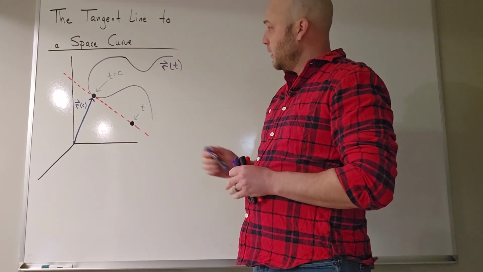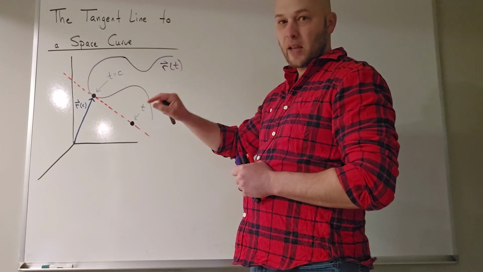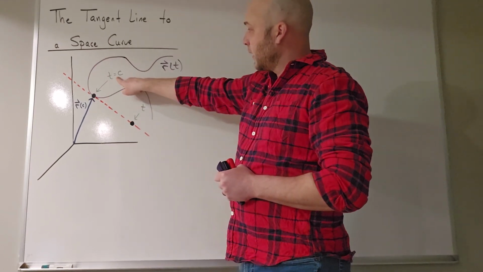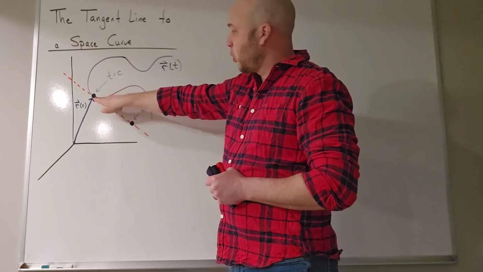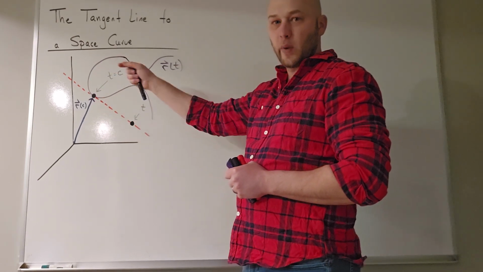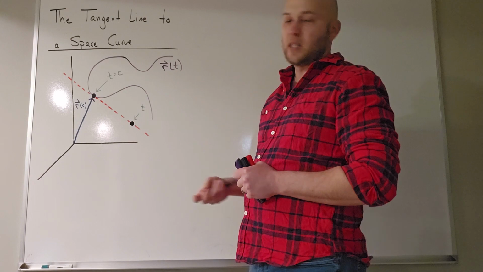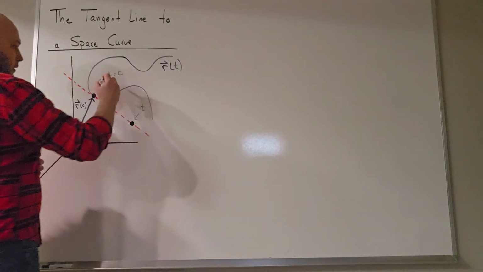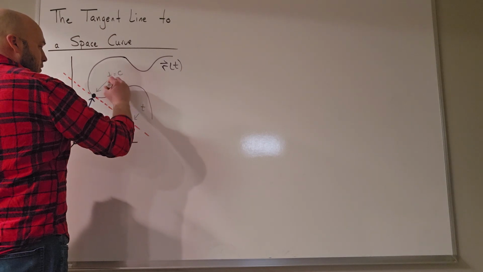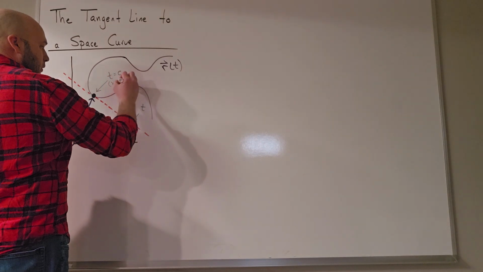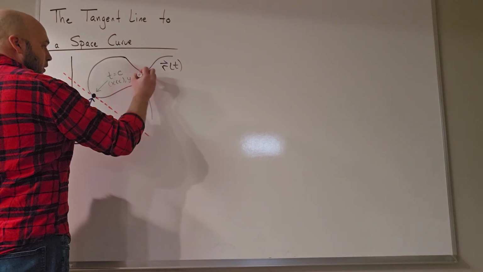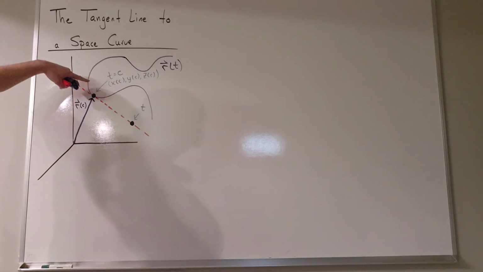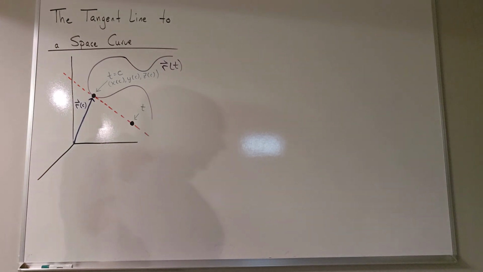And what I want to find is the equation of the tangent line corresponding to a point on the graph labeled at t equal to c. So remember that the coordinates here would be x evaluated at c, y of c, z of c. So I'll just refer to it as the point corresponding to t equals c.